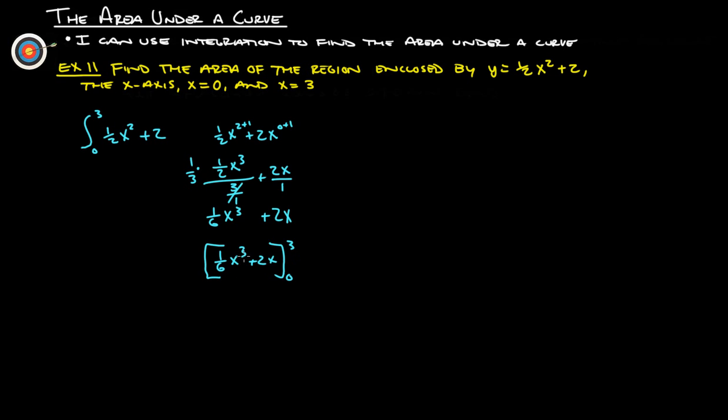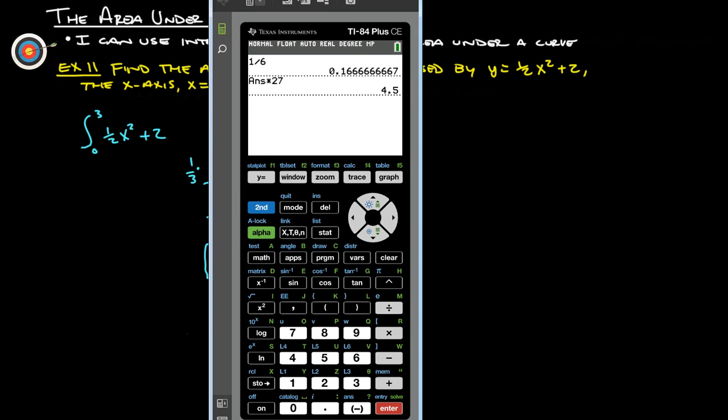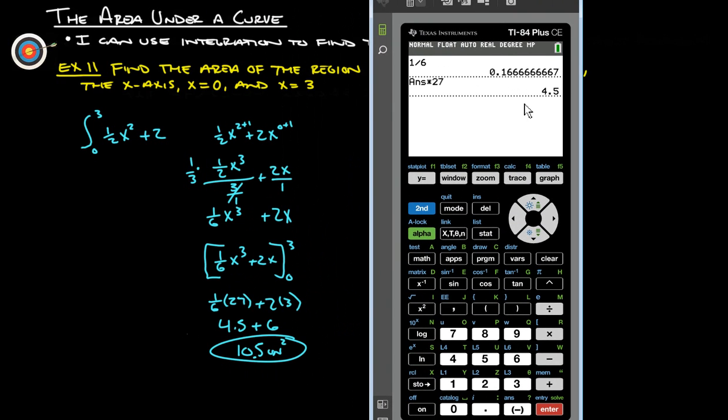So 3 cubed is what, 27? So we got 1/6 of 27 plus 2 times 3, right? So let's see, 1/6 of 27 gives us 4.5. So this is 4.5 plus 2 times 3 is 6. So this is going to be 10.5 units squared by doing it this way, basically by hand. And then let's double check this thing by also doing this with our graphing calculator.